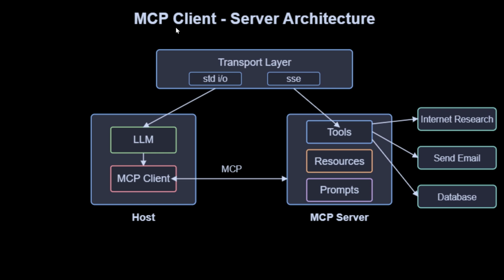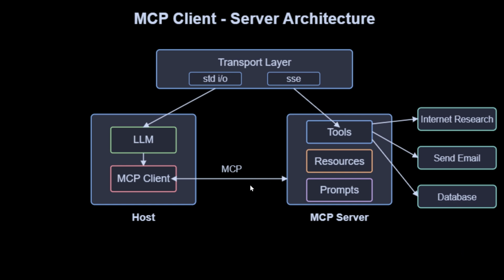MCP is based on a client-server architecture. So on the left, you have a host that contains a MCP client, and this client connects to a MCP server. The server will have tools, resources, and prompts. Tools can be an internet research tool like Perplexity, send email like Gmail, or database access, and a myriad of many other tools that are available.